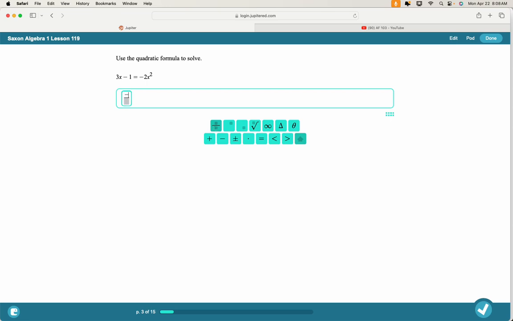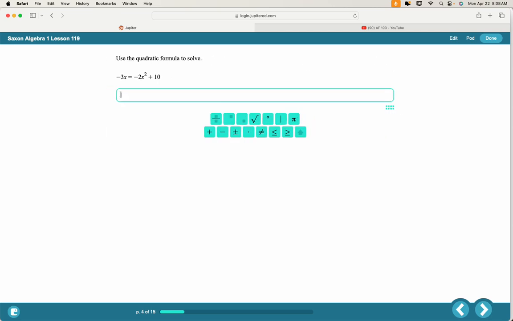So negative 3 plus or minus the square root of 17 over 4. And it takes it. All right, it would take either one of those. It takes it either single terms or combined terms until we get you trained to separate them.